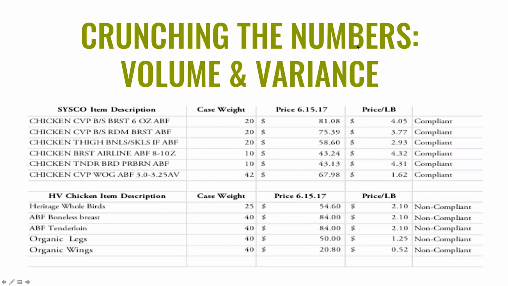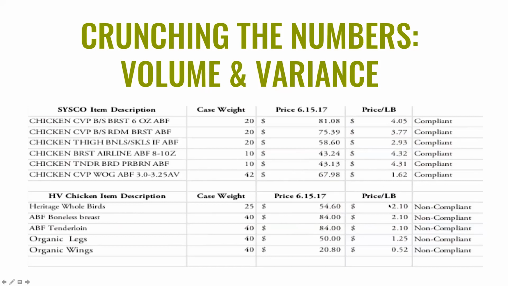So, crunching the numbers, our volume versus variance. Here I've created a small Excel sheet. It shows what I was buying from my traditional vendor, the case weight, the price per case, and then ultimately the price per pound. And then I have this on a variance with what the local options would be. Same thing with the case weight, the price per case, and ultimately the price per pound. And I always like to date these, because oftentimes I will go back and review these numbers and input the current data. And so it's important to have a point of reference for what you're looking for.